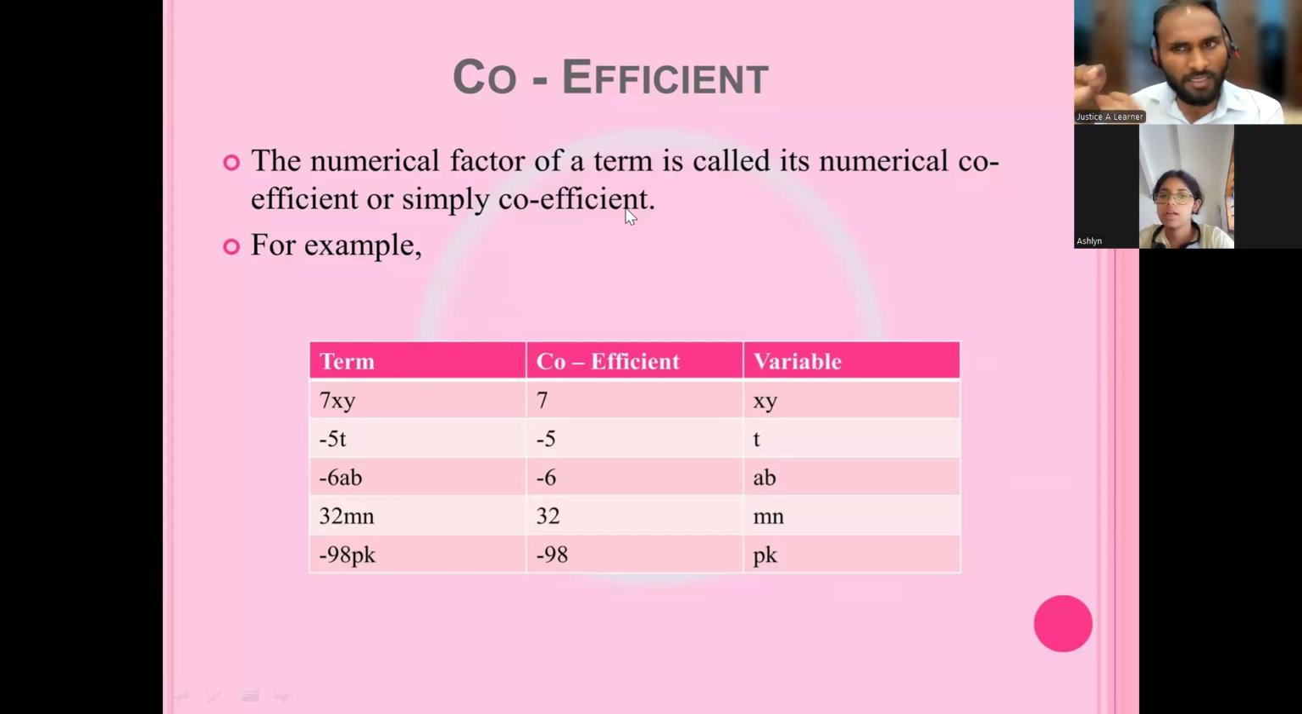So we will call it numerical coefficient or simply a coefficient. There's nothing like a literal coefficient. That may be our assumption, but this is what comes as coefficient. So here in 7xy, what is the coefficient value, the numerical data? That is 7, and the variable is xy. 7xy. So this is what we have understood so far.